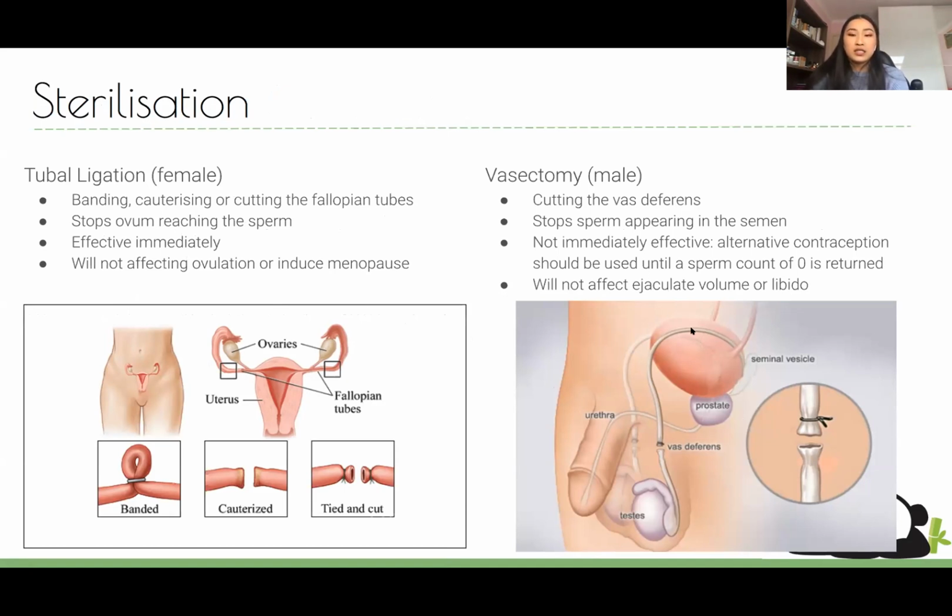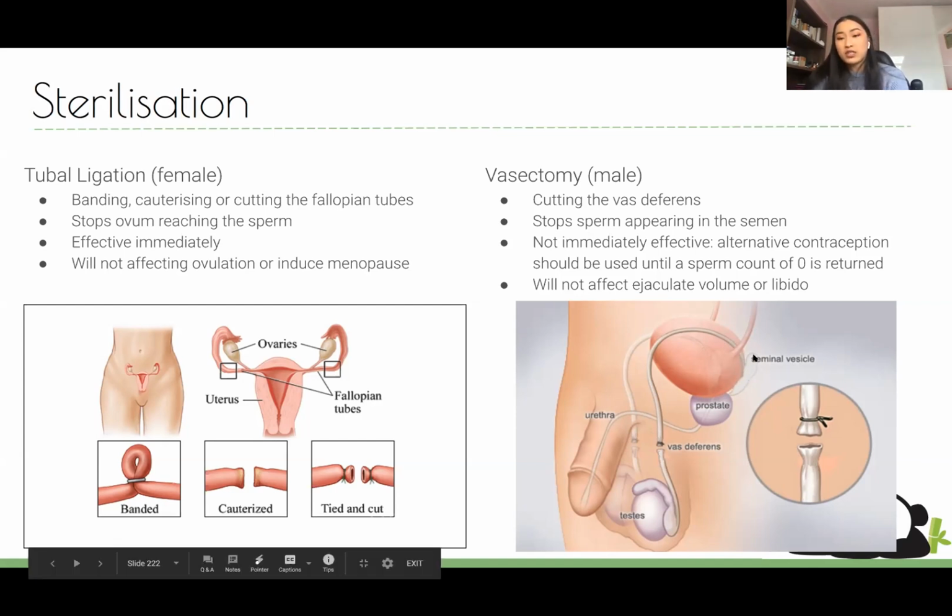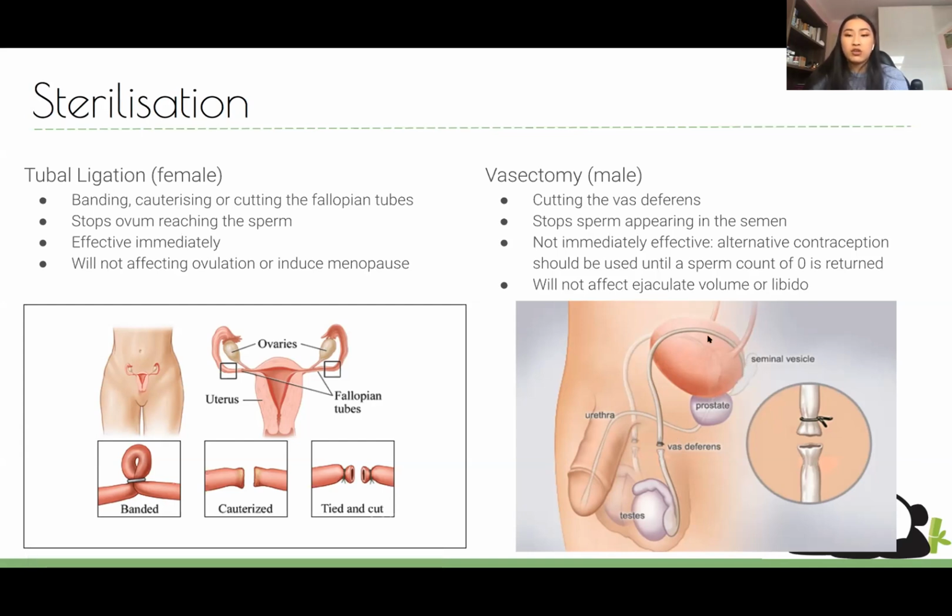A vasectomy is a little bit different. Obviously you're cutting a different area, you're cutting the vas deferens, but it's different in that it's not immediately effective. People who've had a vasectomy actually do have to use alternative contraception for a little bit because you've got storing of semen in the seminal vesicle, right? So there's still going to be some sperm hanging out and coming out for a little bit afterwards. And so they have to use alternative contraception until they've confirmed a sperm count of 0. If people are worried, this procedure doesn't really affect ejaculate volume or libido.